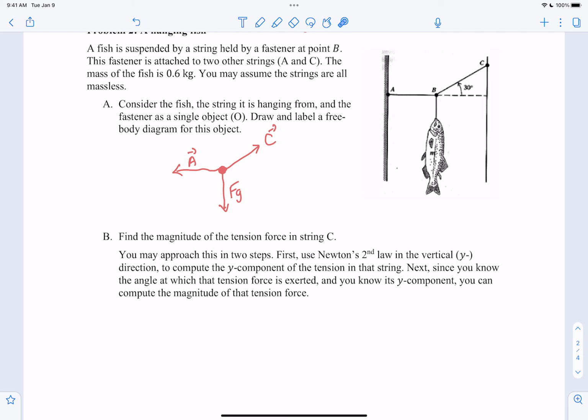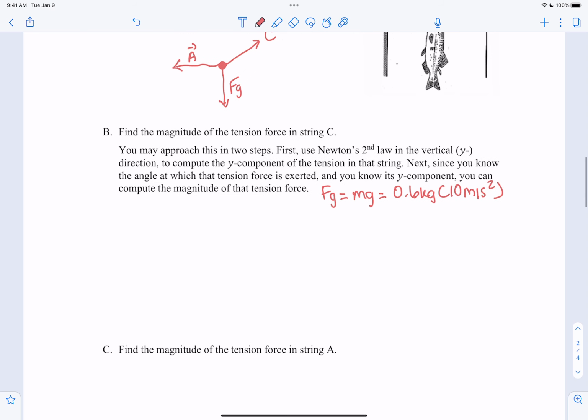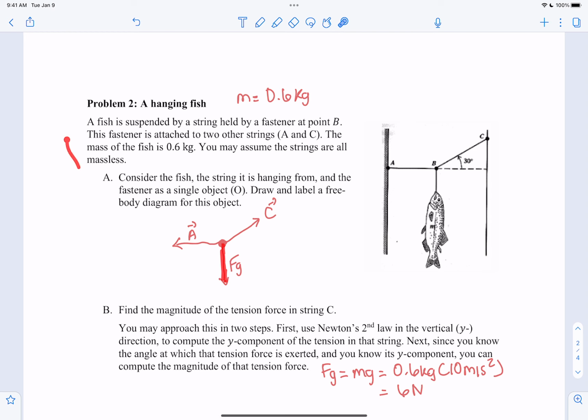So in that case, we have the mass of the fish is 0.6 kilograms. From that, we can figure out the force of gravity right then and there. Force of gravity is mg, and that's 0.6 kilograms times 10 meters per second squared, which is just 6 newtons. 6 newtons for the force of gravity, and that's the magnitude of the force of gravity. Keep that in mind.